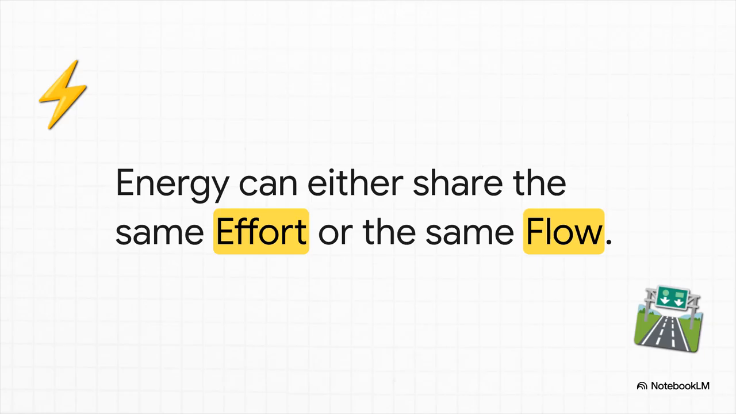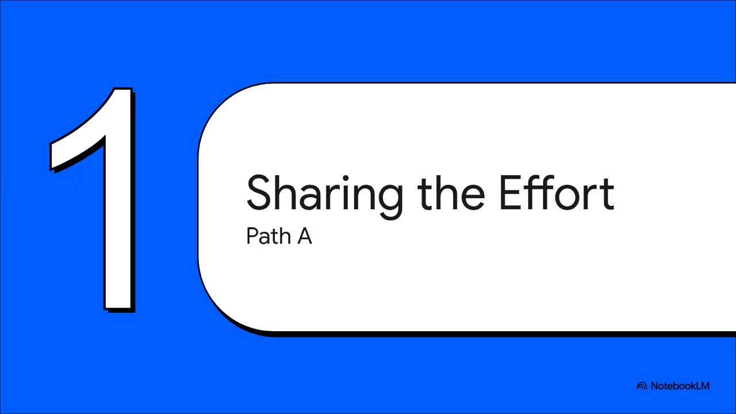Well, when standing at this metaphorical crossroad, the energy basically encounters one of two fundamental architectures. The system is either going to force the energy to share the same effort, or it's going to force it to share the same flow. That's it. Every complex interaction in a physical system boils down to those two distinct routing choices. Path A, sharing the effort.